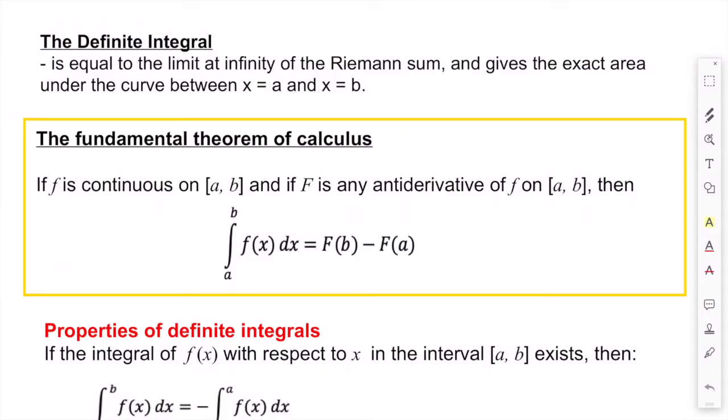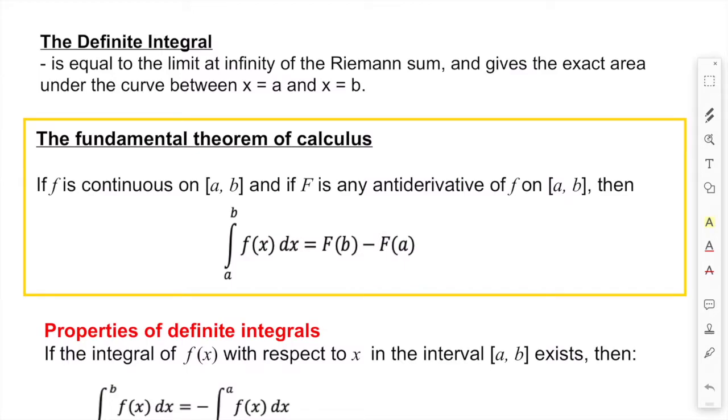Here in part 2 of lesson 70, we will look at examples related to the fundamental theorem of calculus and also the definite integral. From the investigation, you'll learn that the limit at infinity of the Riemann sum that gives the exact area on a curve between x equals a and x equals b is known as the definite integral.